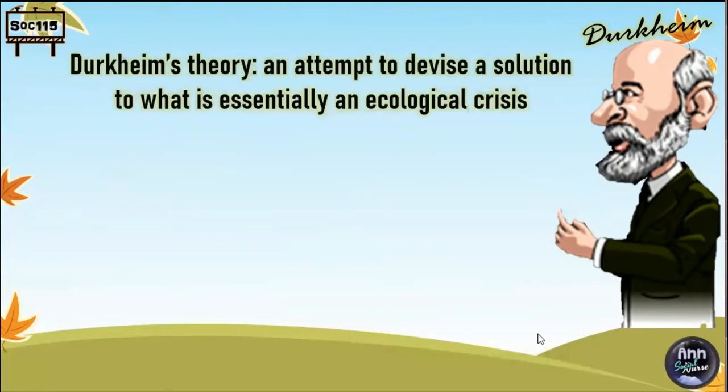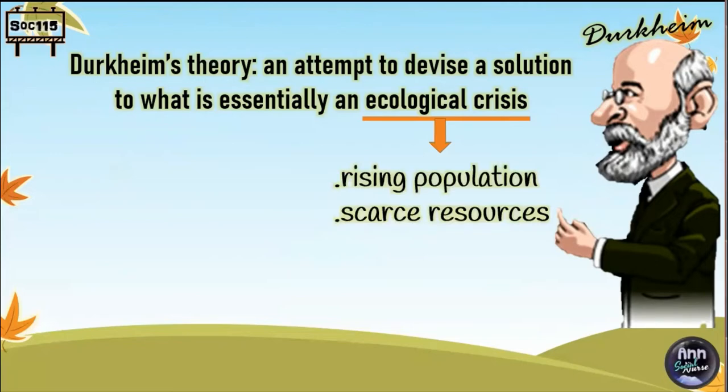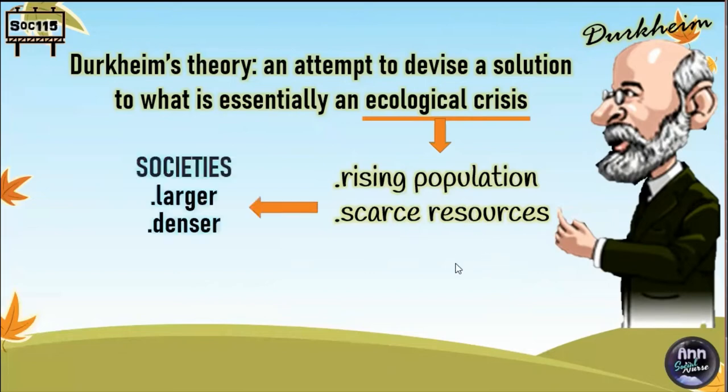Durkheim's division of labor in society theory was very much an attempt to devise a solution to what is essentially an ecological crisis of rising population paired with scarce resources. So there is now an imbalance between the two. As societies became larger and denser, it would have been disastrous if everyone had continued to engage in agriculture. In such a reality, all would need a piece of land to till.